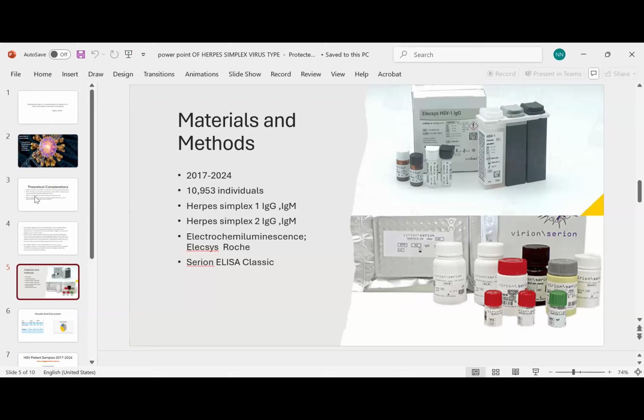10,953 specimens from humans suspected of herpes infection, sent by physicians, collected and tested in Intermedica, a private laboratory in the capital of Albania. Blood was collected and then centrifuged for 10 minutes.